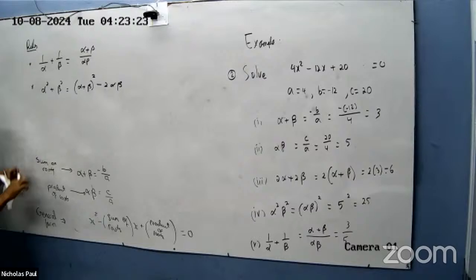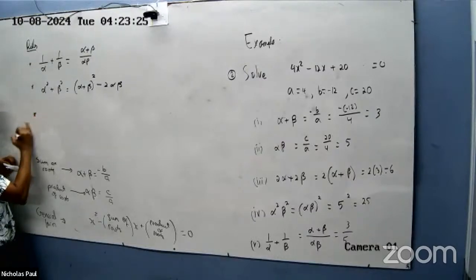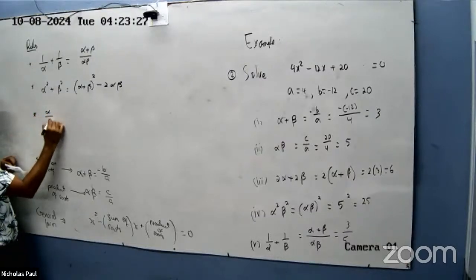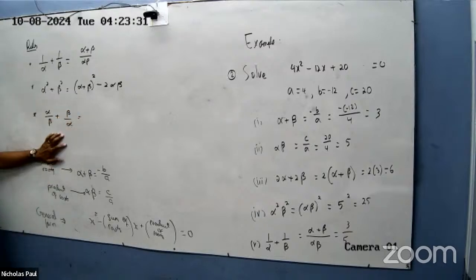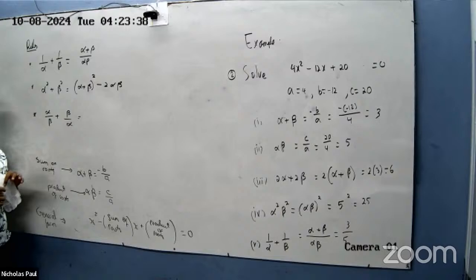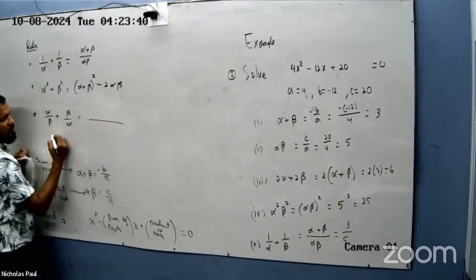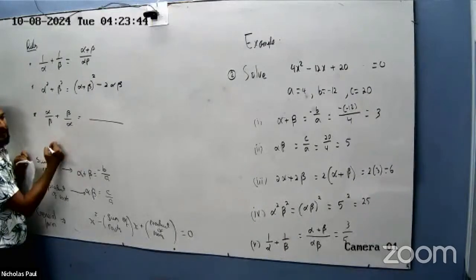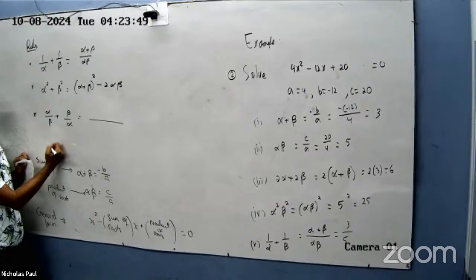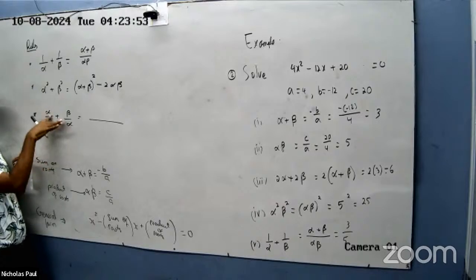Okay? And I want to give you one more: alpha on beta plus beta on alpha. Anybody can help me simplify this? Take your time and find the LCM. You have 2 fractions and a plus sign. You'll get the denominator underneath. Try and remember the steps here.